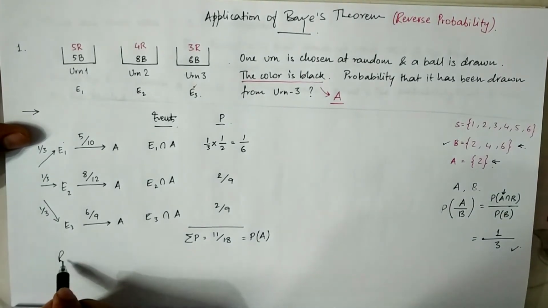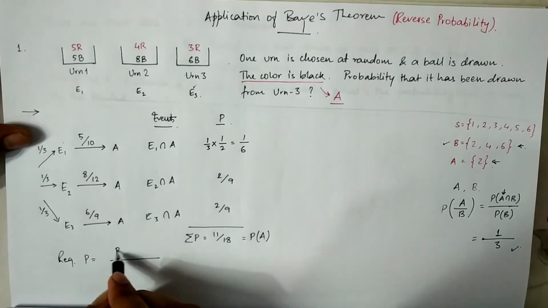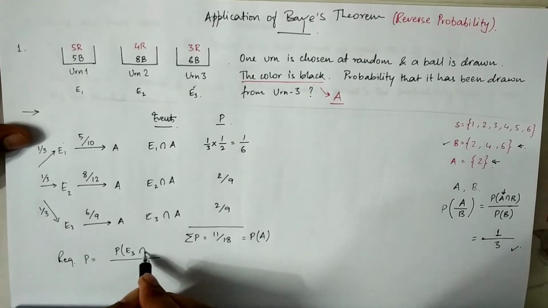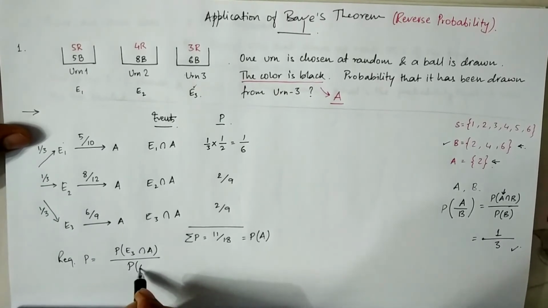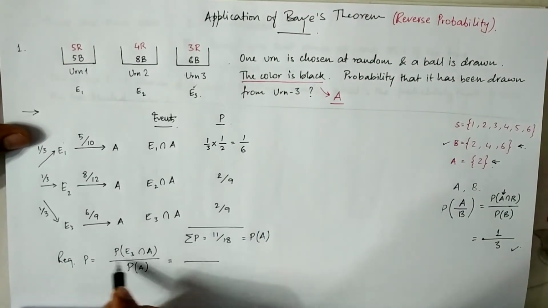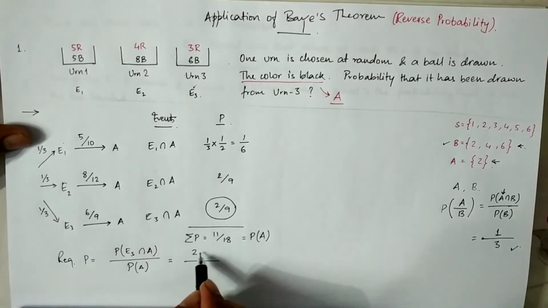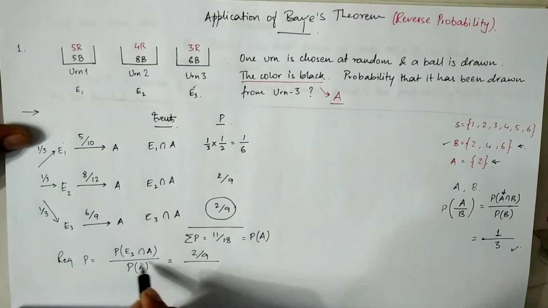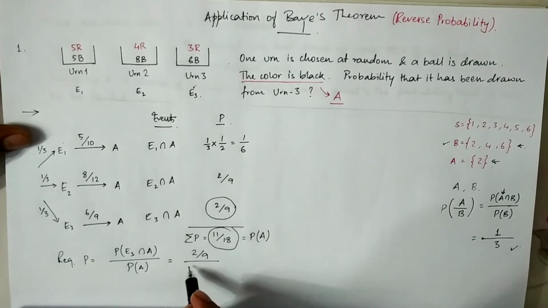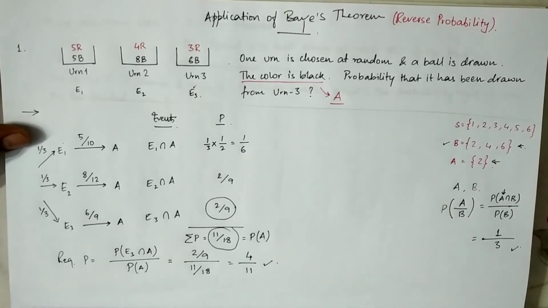Now, the required probability is the probability of getting it from the third urn and a black ball, given that a black ball has already been taken out. We already know the outcome. Now what is the value of this? It's 2 upon 9. What's the value of this? It's 11 upon 18, which ultimately gives me the answer 4 upon 11, and this is the answer.